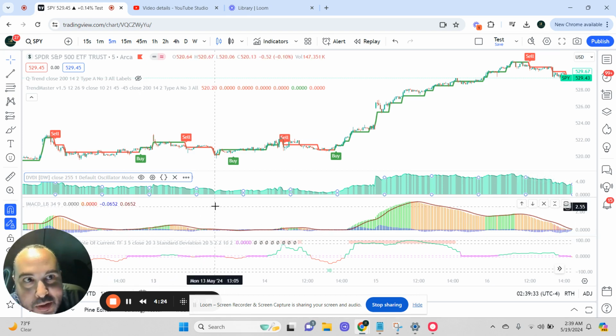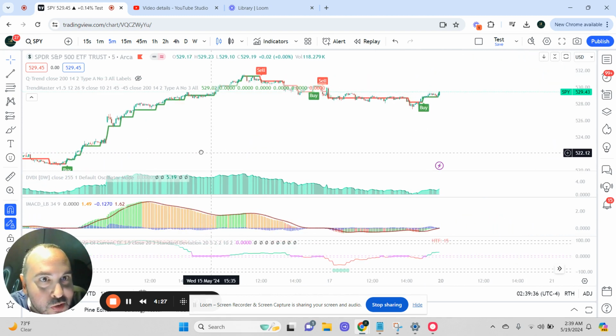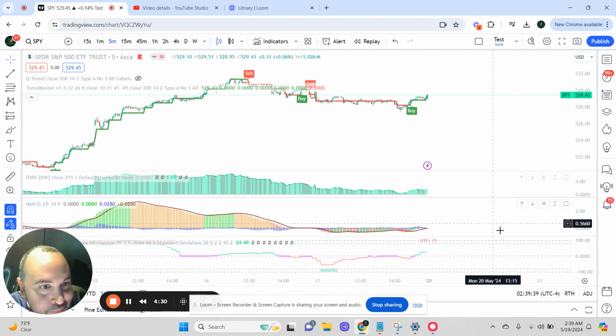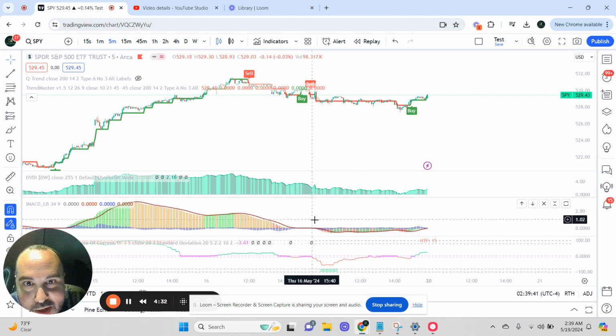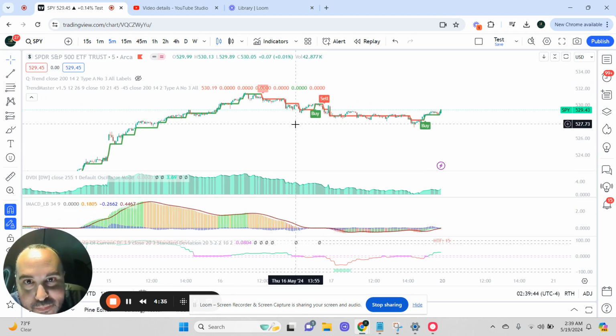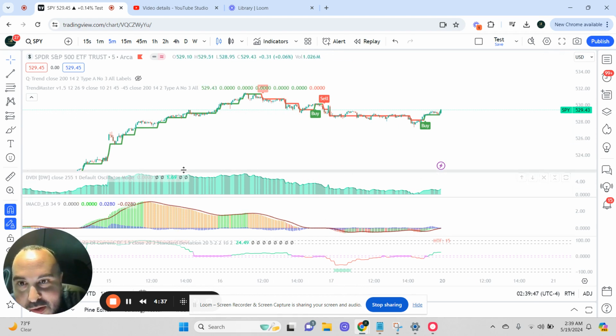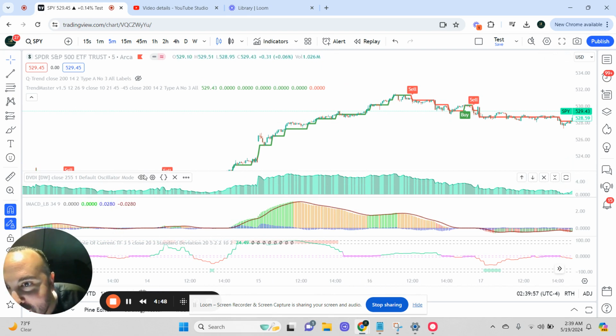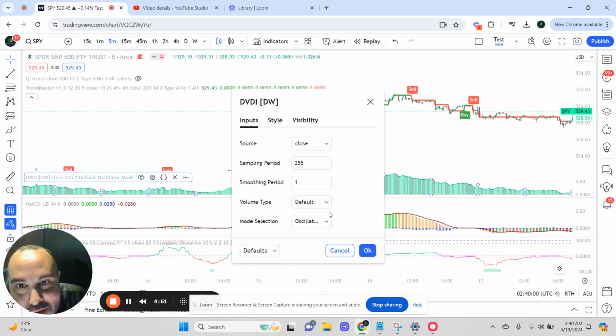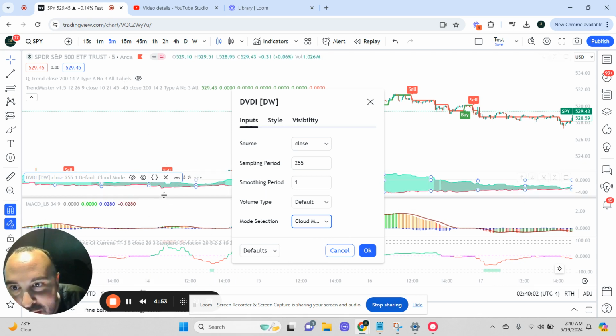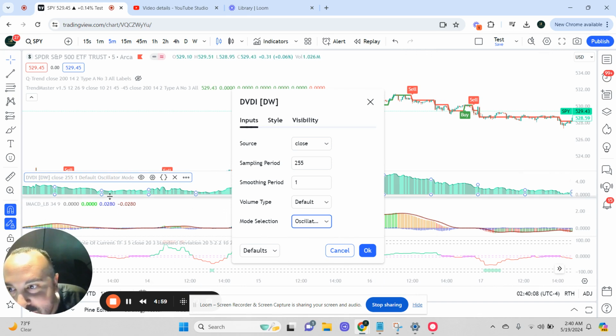So let's just go back to Friday's price action here. Here's exactly what I'm talking about. Okay, so the dual volume divergence indicator here, you can see first of all, if you go to the settings, its default is a cloud. It looks something like that. I changed the mode to the oscillator. It's just something that I like a little bit better. You can change it to whatever you want.